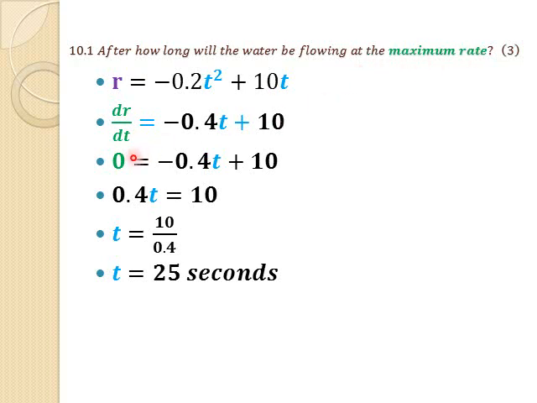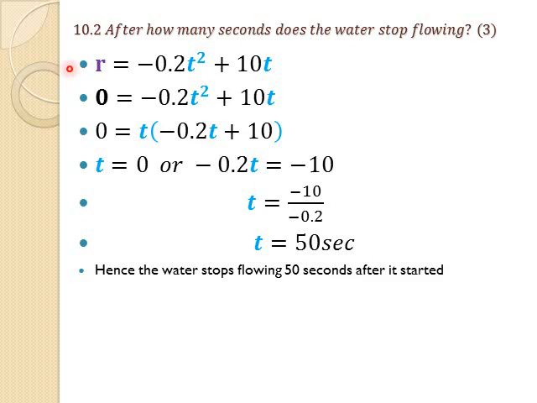Because they said maximum, I make it equal to 0. So 0 equals negative 0,4T plus 10. If I take negative 0,4T across, it becomes 0,4T equals 10. From there, always divide by the value in front of T, or coefficient. So 10 divided by 0,4, T equals 25 seconds. Right, so after 25 seconds, my water would be flowing at a maximum rate.